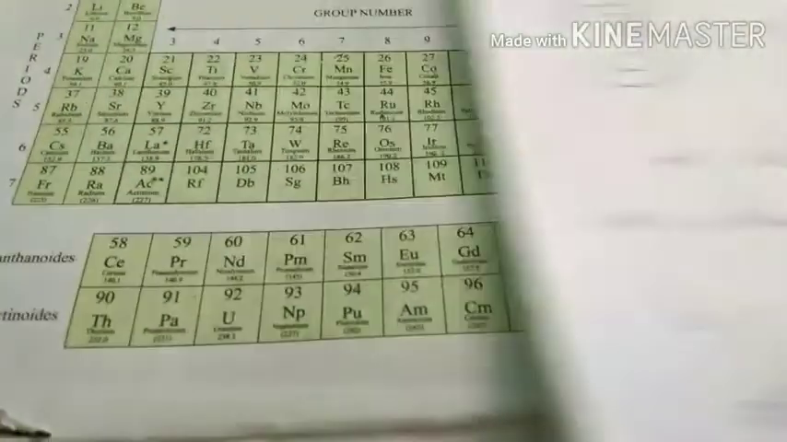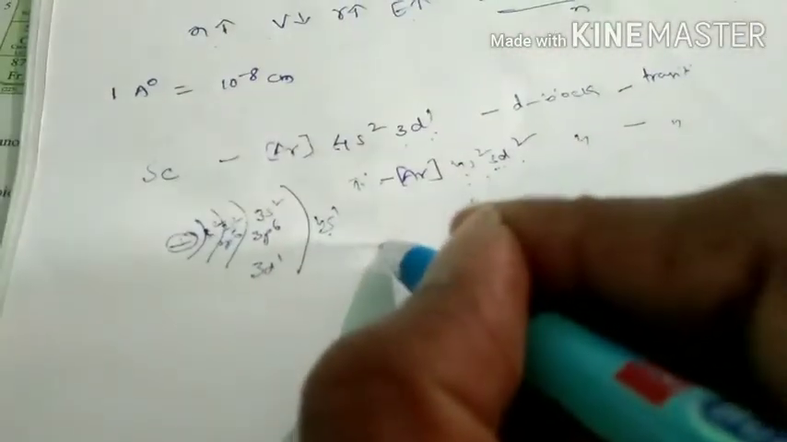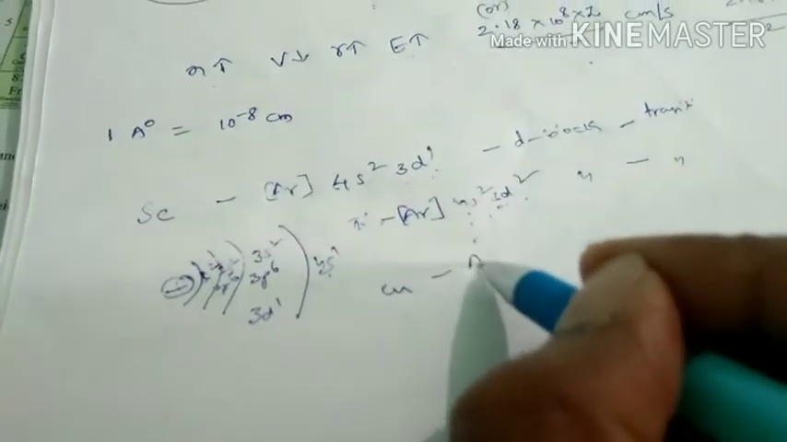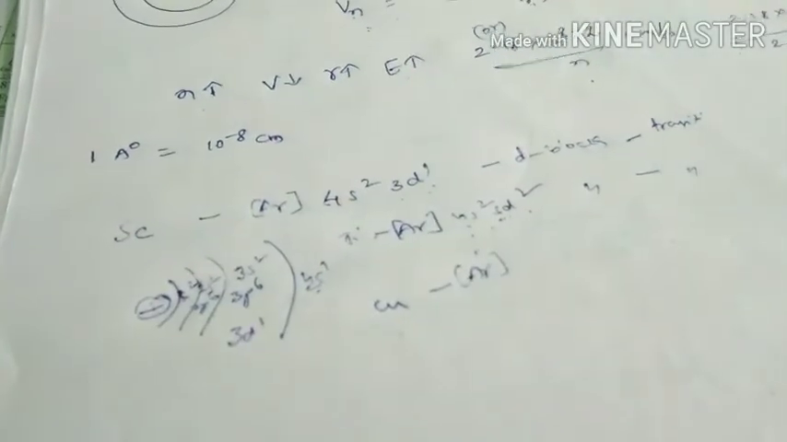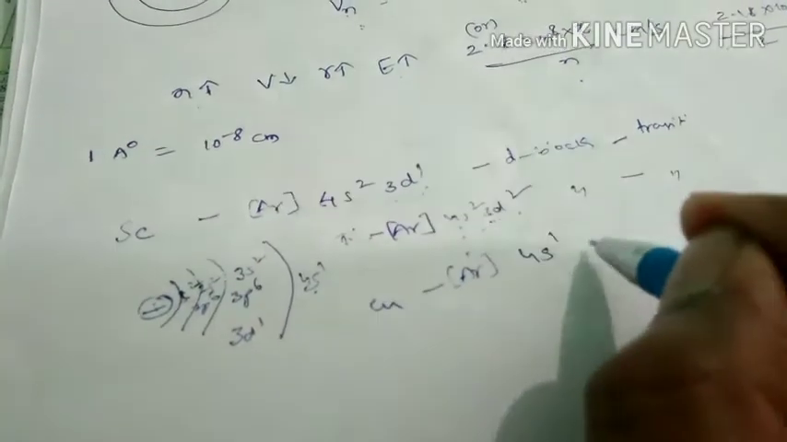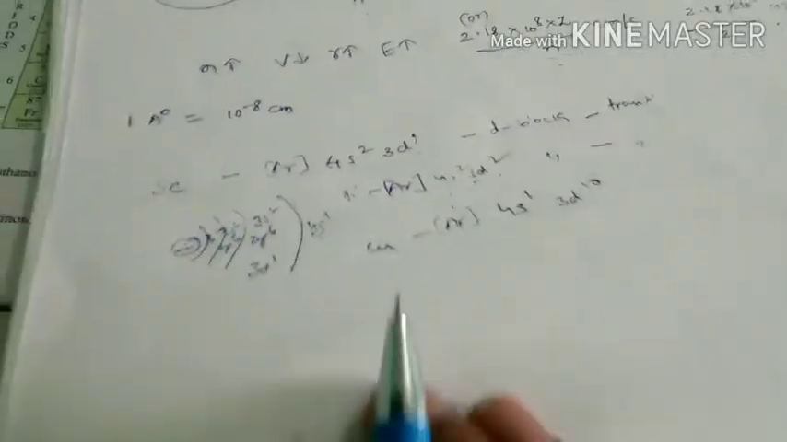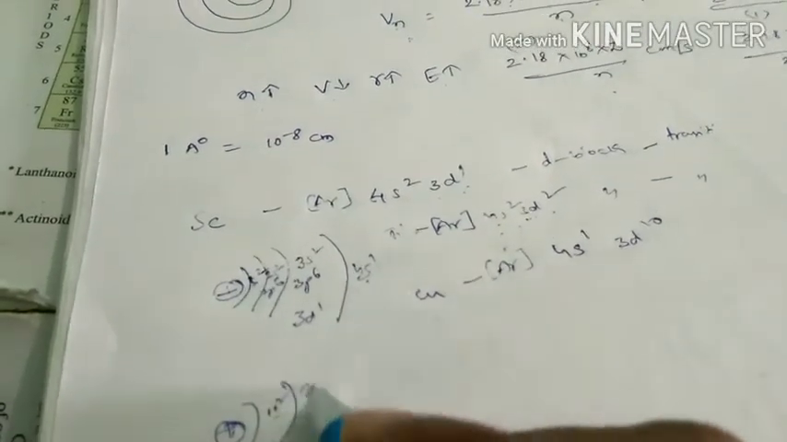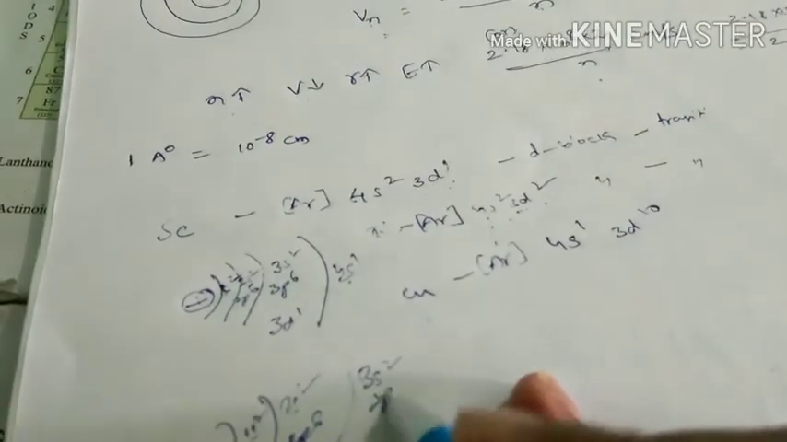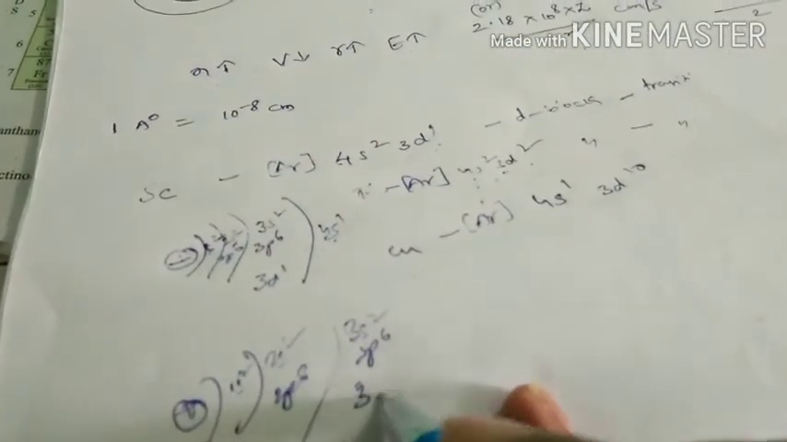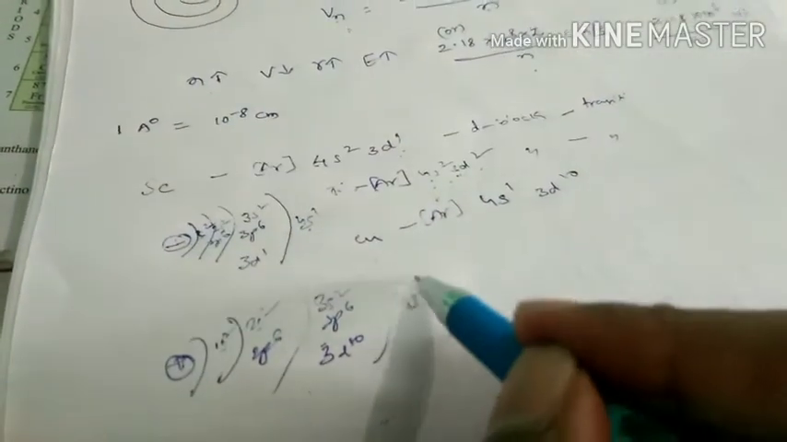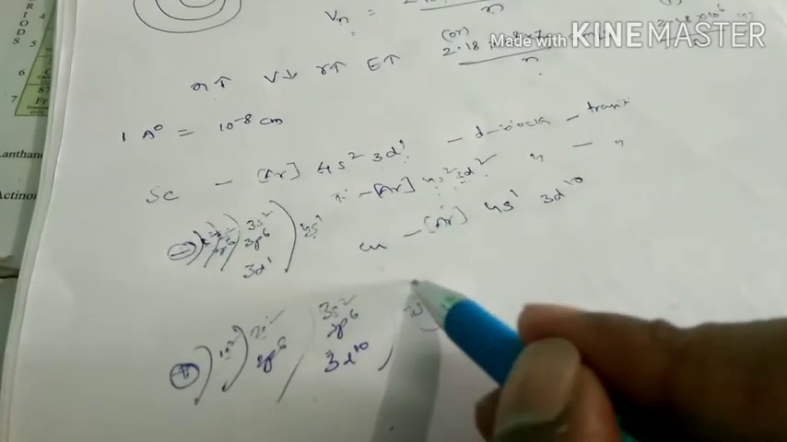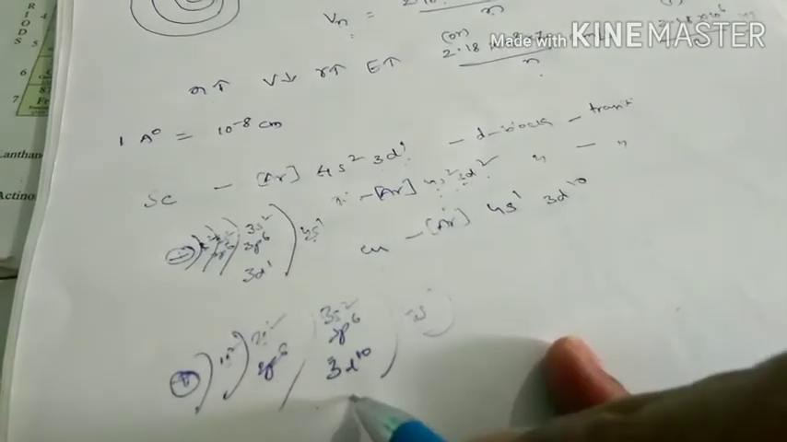Now here one important point is that, take copper. What is the electronic configuration? Argon 4s1 3d10. That means 1s2 2s2 2p6 3s2 3p6 3d10 and 4s1. That means in the copper case, the valence shell only is incompletely filled, but the penultimate shell is completely filled.